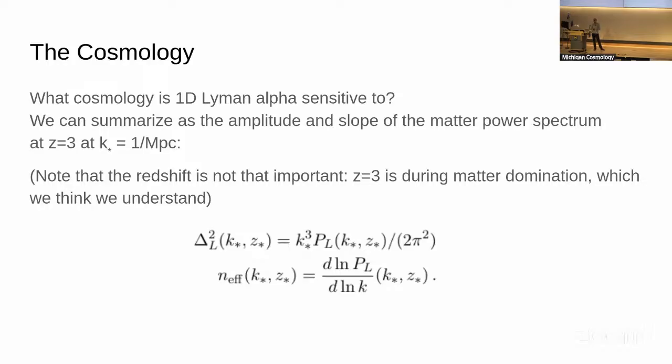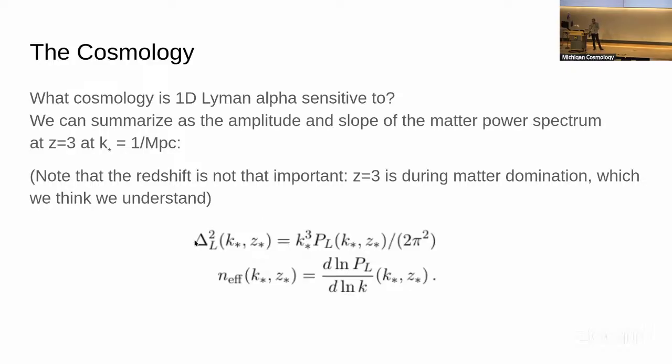Because they're all correlated, we treat this as a single amplitude and slope of the power spectrum at a particular scale and at a particular redshift. That was the thing plotted on the first slide that I showed you with the matter power spectrum on small scales. It is the amplitude of the matter power spectrum at k of 1 inverse megaparsec at redshift 3. Note that the redshift is not important, because redshift 3 is during matter domination, and we believe we understand how structure grows during matter domination. So we can translate redshift 3 measurements to redshift 2 measurements to redshift 100 measurements freely, because we don't have to worry about what dark energy is doing. It's just matter domination.